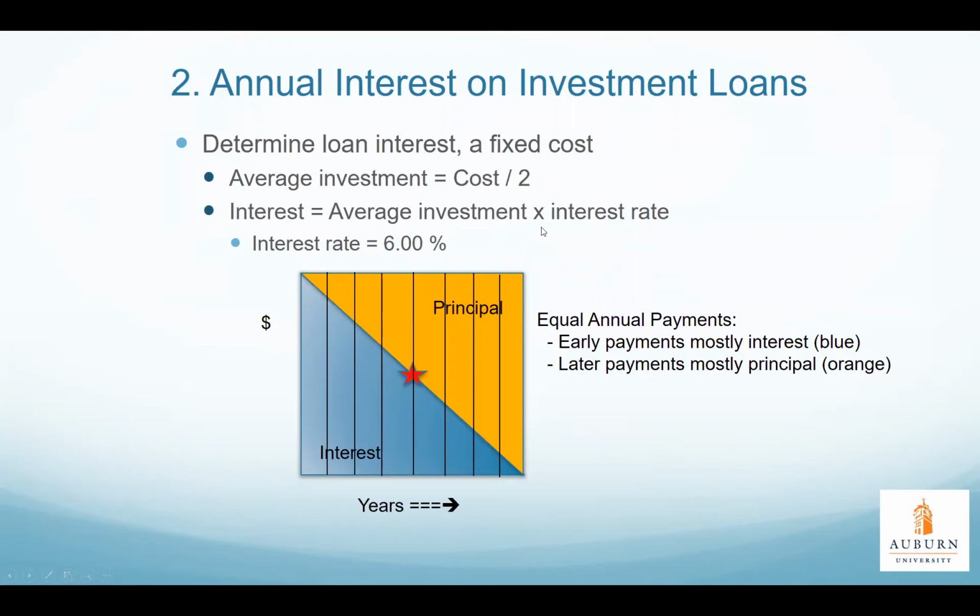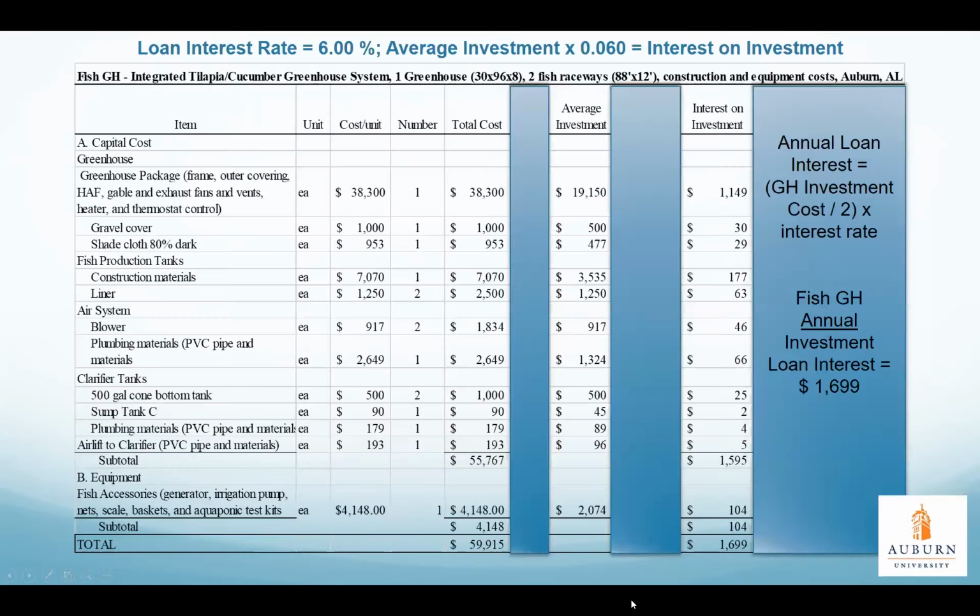So we take the average investment and multiply it by the interest rate, and interest rates are favorable these days. We're using a medium-term interest rate of 6% per annum. So when we look at this same investment table, what we're now looking at is the annual loan interest. So we look at this total cost of the greenhouse package, which includes all these items, and we divide it by 2 and we get 19,150, and then we multiply it by this 0.06, which is 6%, and gives us $1,149 of interest. And then we add all of these up and we come up with $1,699 for the fish greenhouse.